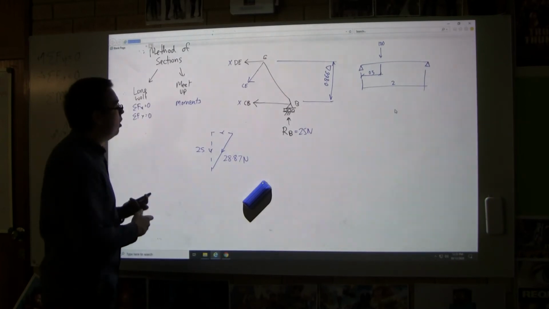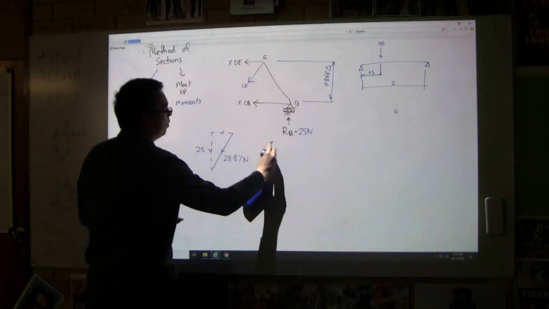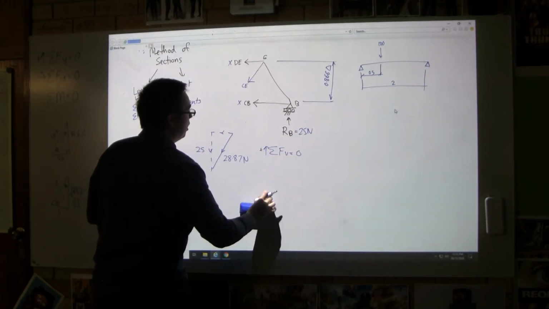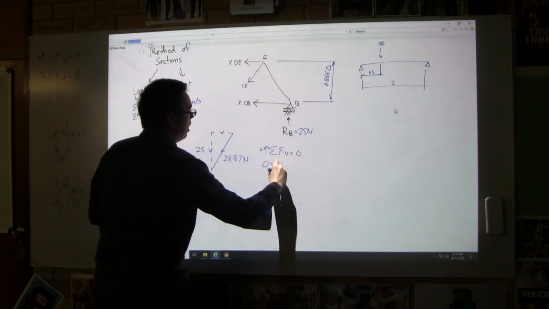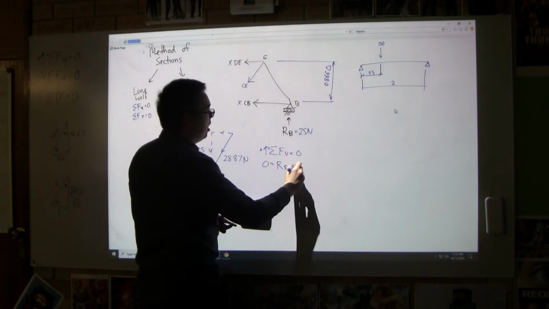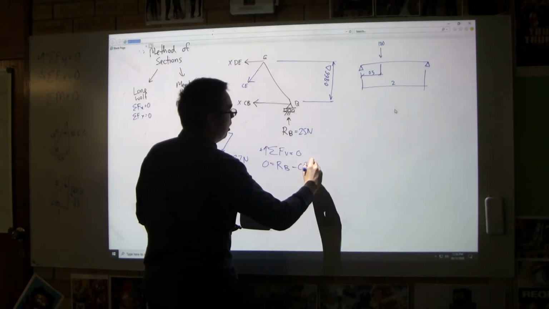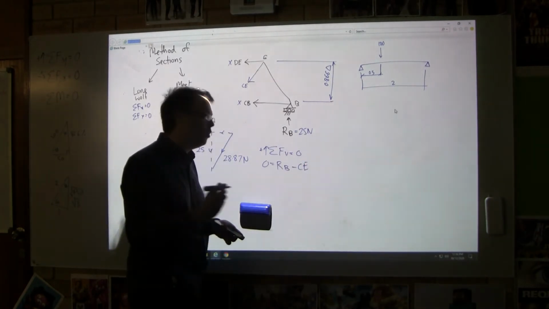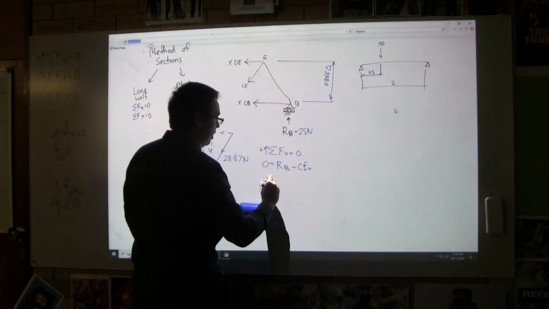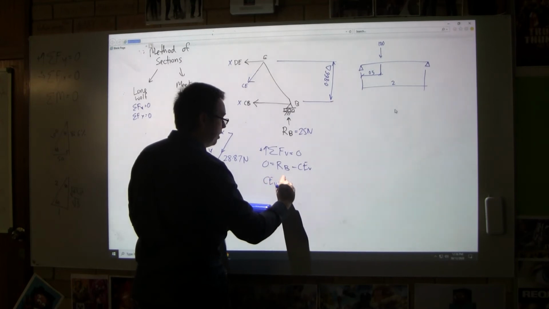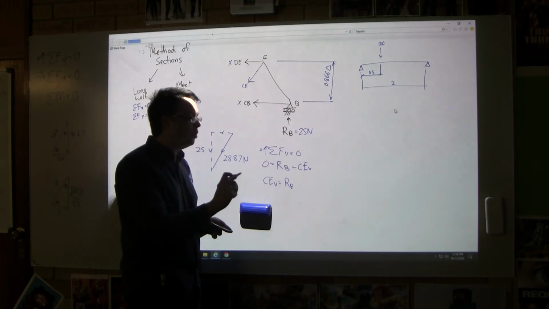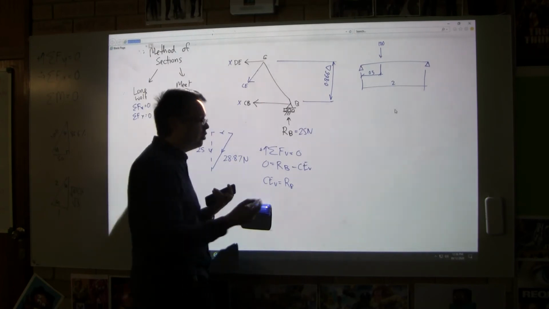So the only working I need to write here is the sum of the forces vertically equals 0, and I'd say, well, I have 0 equals RB, which I've assumed is going up, minus CE, but not all of CE, just the vertical amount. So I'm going to write a little v there. So therefore I can say CE equals RB. But what that means is my assumption was correct. My assumption was down, I assumed down.